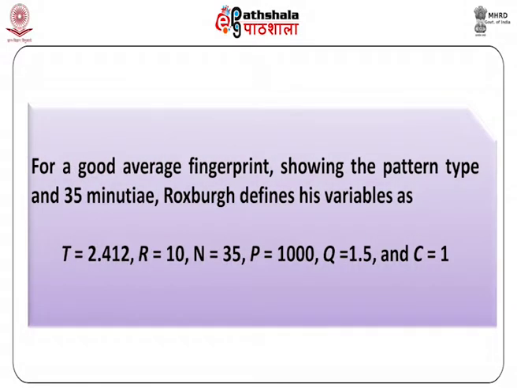For a good average fingerprint showing the pattern type and 35 minutiae, Roxburgh defines his variables as T equal to 2.412, R equal to 10, N equal to 35, P equal to 1000, Q equal to 1.5 and C equal to 1.